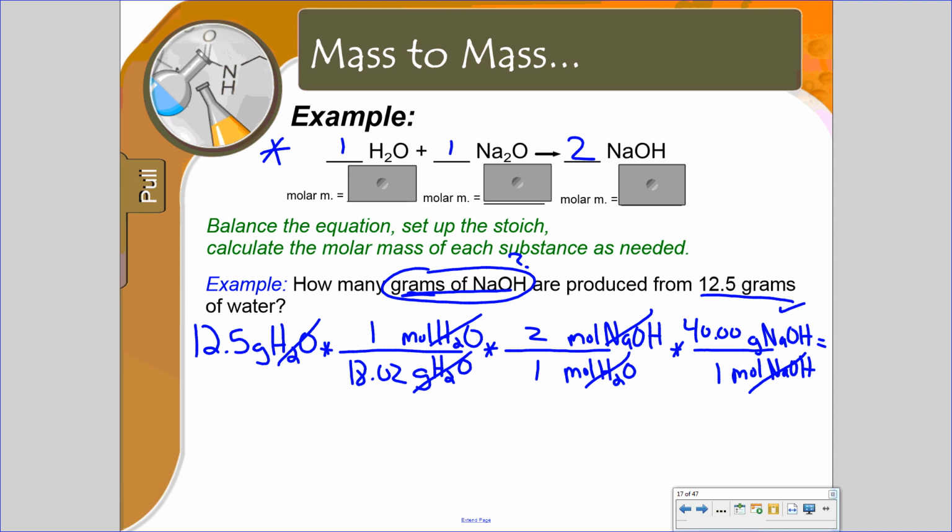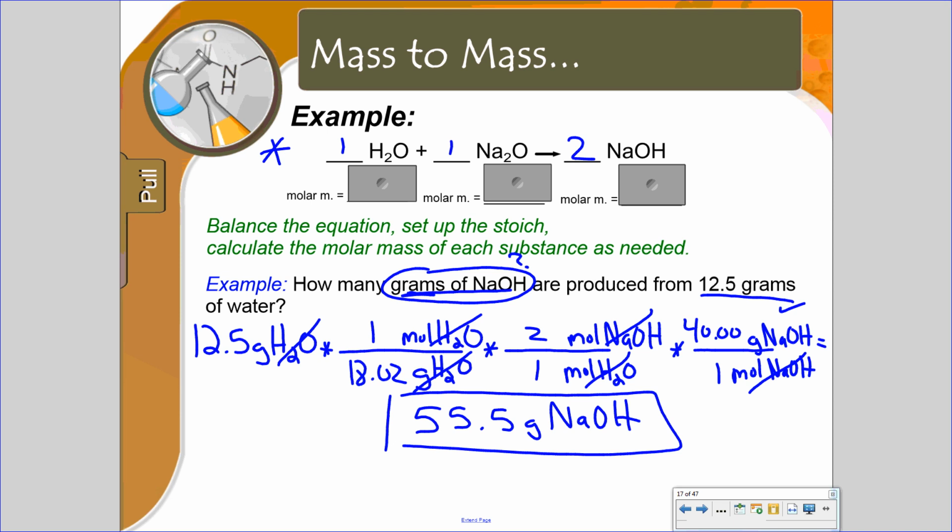So then we multiply everything across the top, 12.5 times 1 times 2 times 40, divided by 18.02, divided by 1, divided by 1. And when we do that, we find our answer is 55.5 grams of sodium hydroxide. I did pay attention to significant digits. There's 3 here. Our molar masses each have 4. And this here is an infinite number, so we don't look at it for significant digits because they're exact numbers.